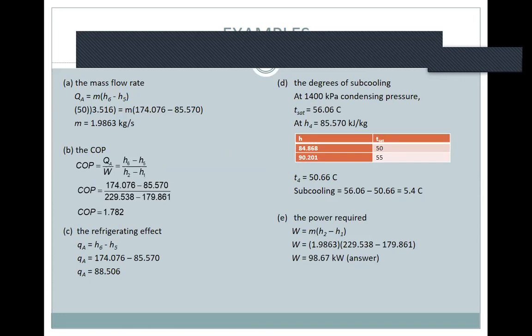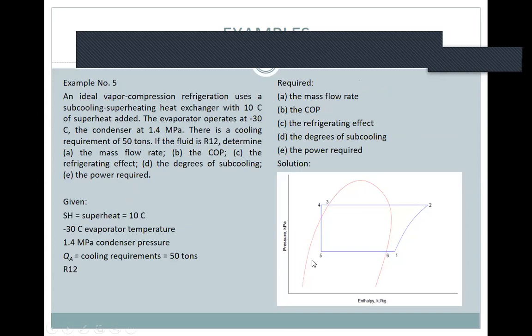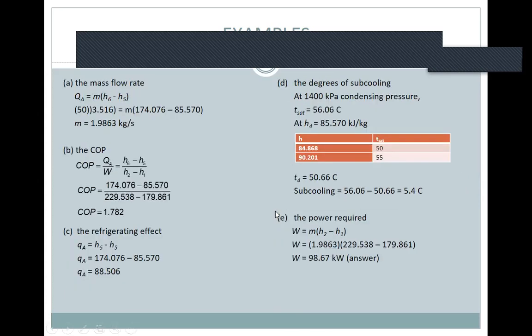So the mass flow rate, QA is equal to M times H6 minus H5. Ulit natin. Yan. 6 and 5, or H1 minus H3. So 50 times 3.516 is equal to M times 174.076 minus 85.57. So the mass flow rate is 1.9863.